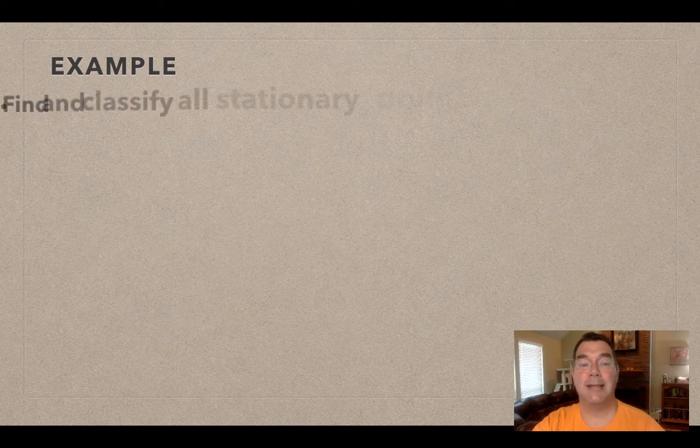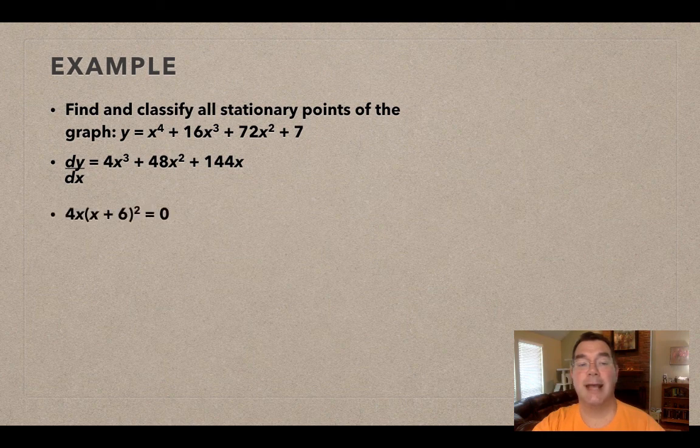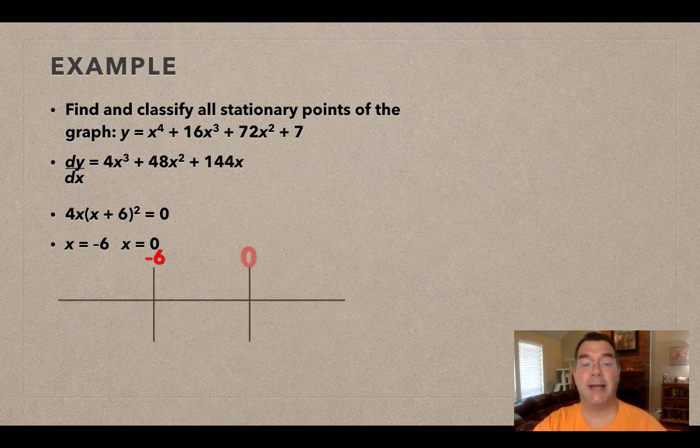All right, last example. We're going to do the same thing with x to the 4th plus 16x to the 3rd plus 72x squared plus 7. The derivative is 4x cubed plus 48x squared plus 144x. And if I factor that, I get 4 times x times (x plus 6) squared. Okay? If I set that equal to 0, then I know that the solutions will be x equals negative 6 and x equals 0. So here's my sign diagram.